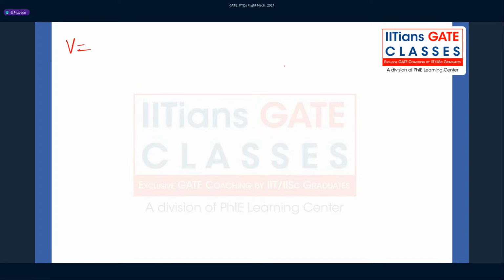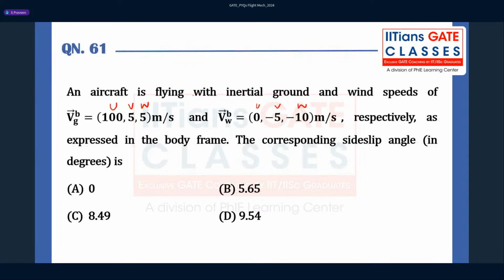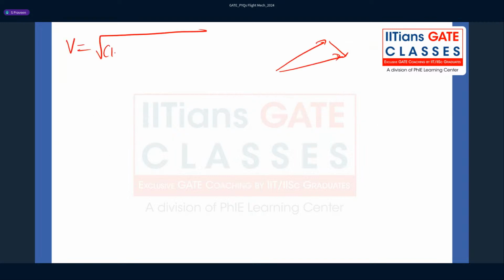So how would you determine, let's say, from inertial you are measuring some speed, and from the wind you are measuring some speed. Okay. So this will be the resultant between the two velocities, right? So it has to be something like this. It is under root of, so I have coordinates, right? 2 points. So it's 100 minus 0 to the whole square plus 5 minus of minus 5, so it will become 5 plus 5 to the whole square plus, then I have 5 minus of minus 10, it will become 5 plus 10 to the whole square.